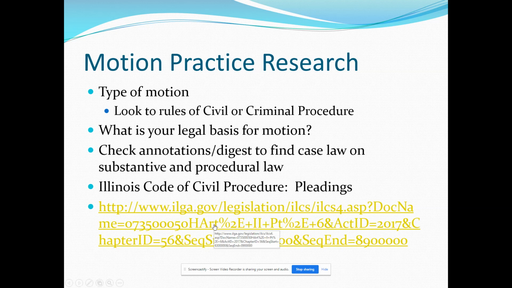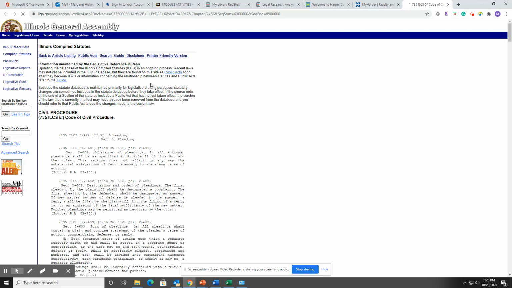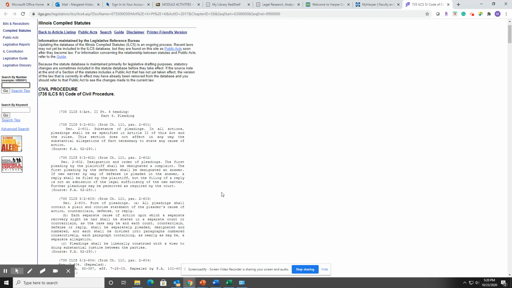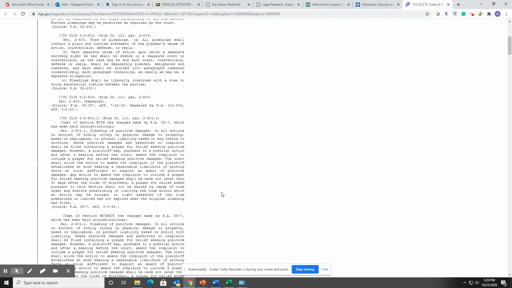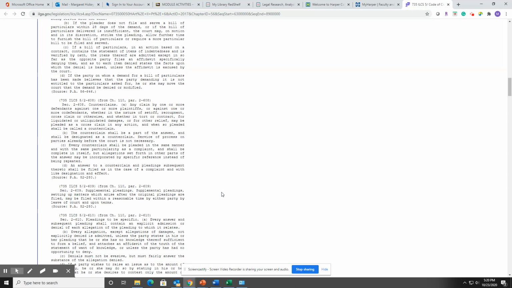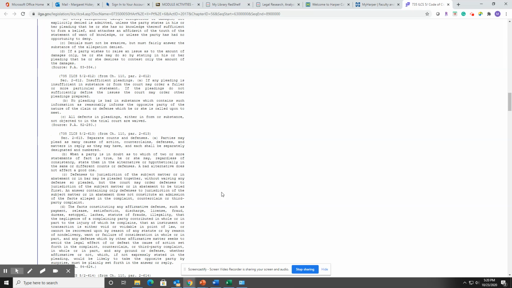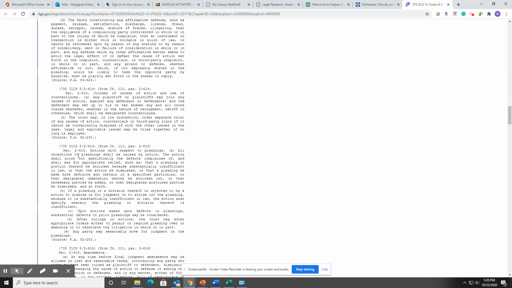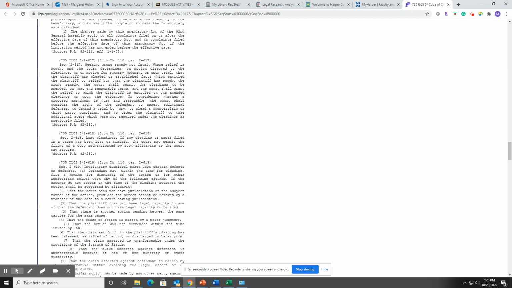So here's, hopefully this link still works, the Illinois Code of Civil Procedure, the code section that allows for motions with respect to the pleadings. So here's your pleadings, and then here's your motions. Motions with respect to the pleadings, right? There's 2-615 motions, there's 2-619 motions. So this is kind of procedural. There's defects in the pleading.